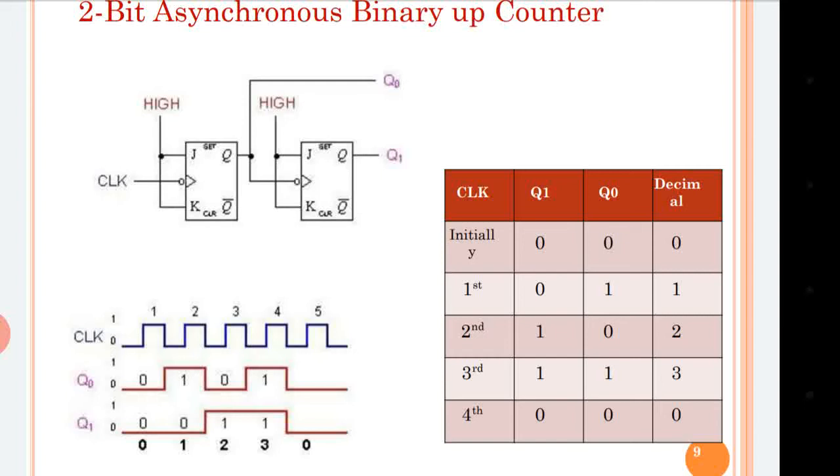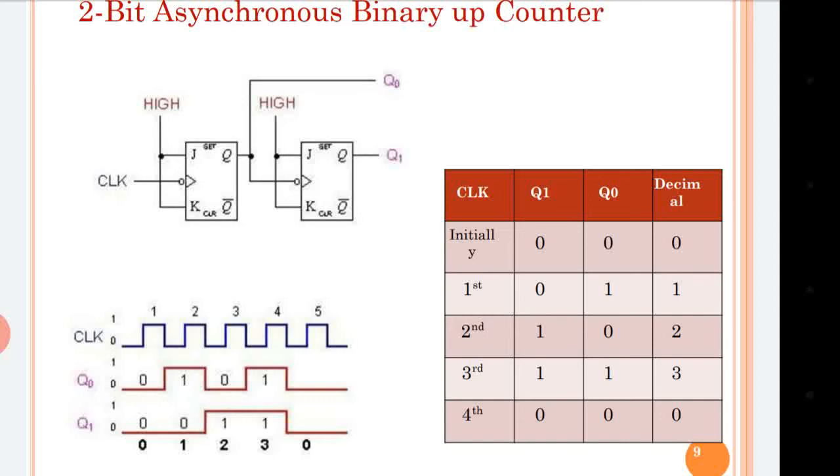That's why Q1 will remain unchanged. So your output is 1 1, that is decimal equivalent 3. What will happen for the fourth falling edge if you check? You will observe that Q0 is going to toggle, and Q1 will also toggle as the falling edge of Q0 has arrived. So this is how this is acting as an up counter.